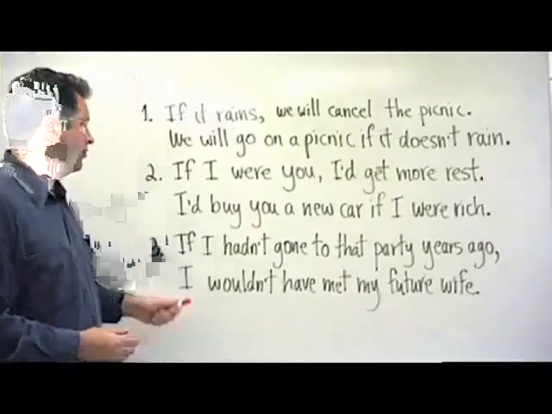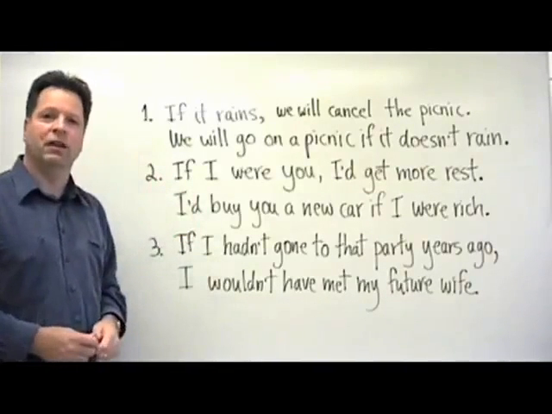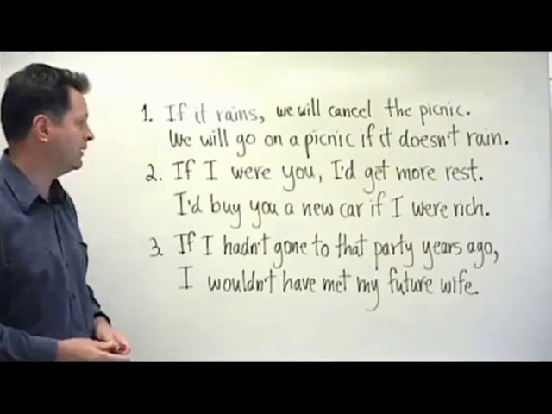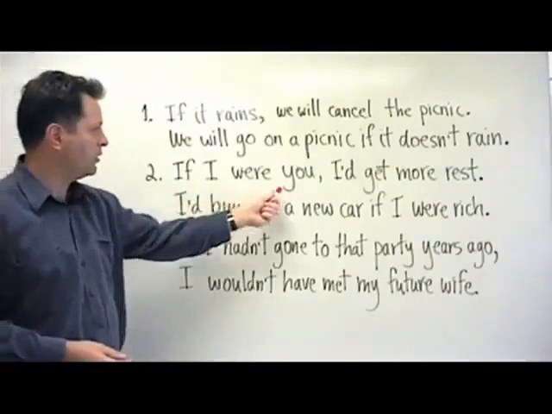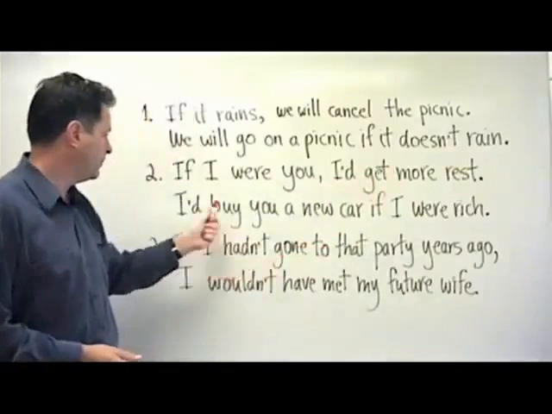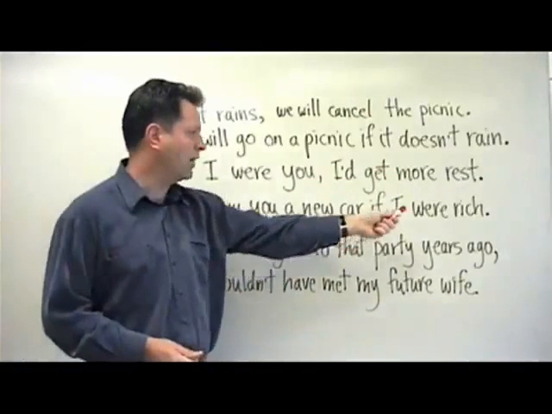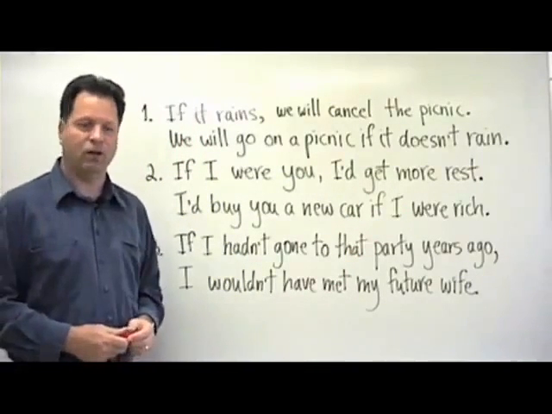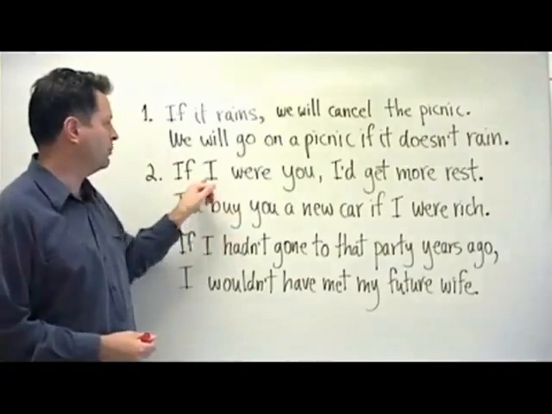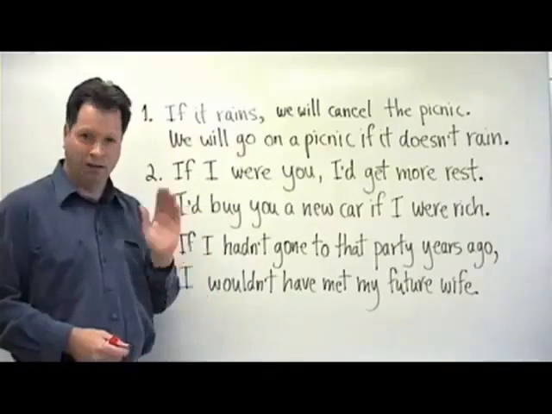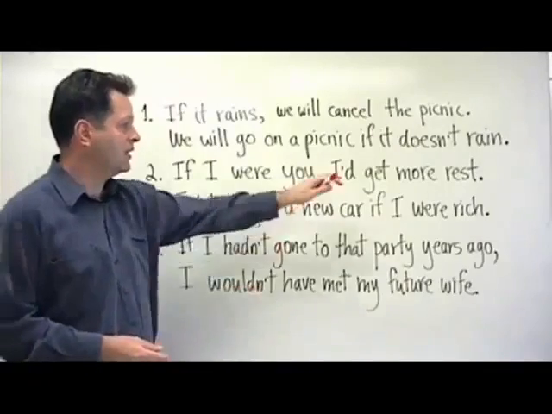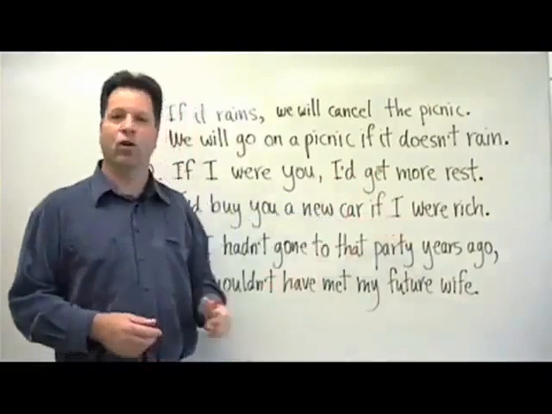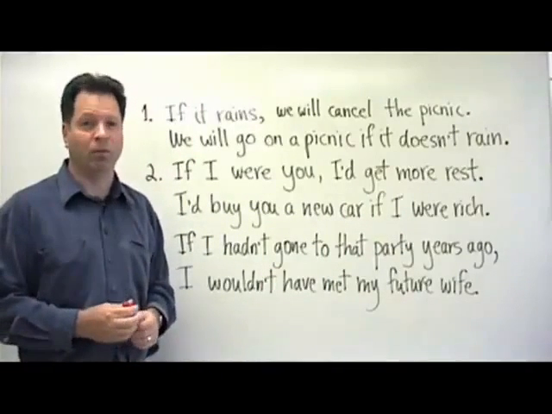The second conditional is also known as the improbable or unreal conditional. We're going to call it the second conditional. Let's take a look at this. If I were you, I'd get more rest. I'd buy you a new car if I were rich. Those two are the improbable conditional. In other words, it's impossible for me to be you, but if this actually took place, this is what would happen. Same thing here. Am I rich? No. But if I were rich.